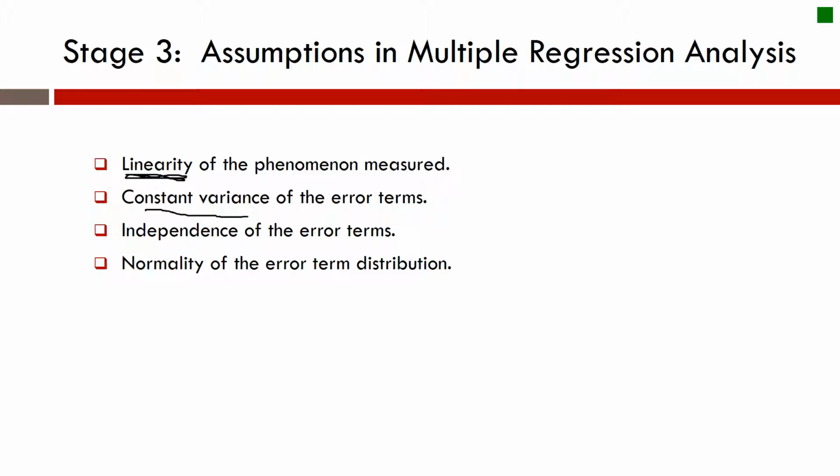Constant variance of error terms would be a heteroscedasticity issue, where error terms grow over time. Error grows over time between two variables. Or variance grows over time, not error. So it's a heteroscedasticity issue. Independence of error terms, so that'd be a collinearity issue, and then normality in the error term distributions. So there's not a systematic error going on, but things are normally distributed.